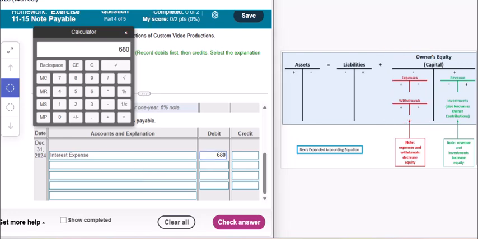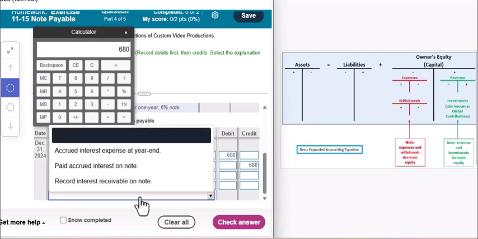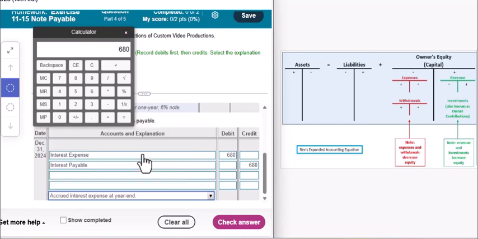But again, remember we are not paying the interest here, we are just accruing it. So therefore we will be doing a credit to interest payable since that is a liability that is sitting on our books here. So we credit that amount here on the right since interest payable is again a liability. And then we can go ahead and input our explanation here, we have accrued interest expense at year end. So again, we're not paying it, we are just accruing it in order to show our interest expense accrued at the end of the year.